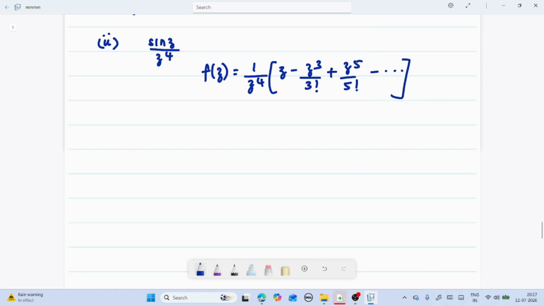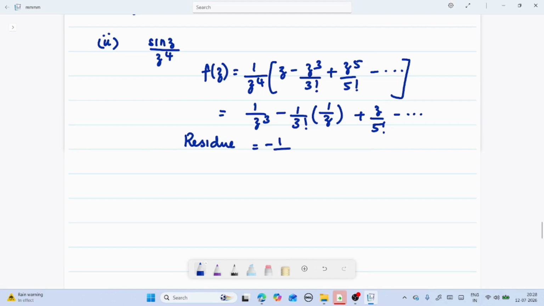Okay. So here you can just bring 1 by z power 4 inside. So you will have 1 by z cube minus 1 by 3 factorial into 1 by z plus z by 5 factorial, and it goes on. Now what is the residue here? Residue is the coefficient of 1 by z. So here the residue will be minus 1 by 6. I want you to just try it using the limit and verify the answer with that.